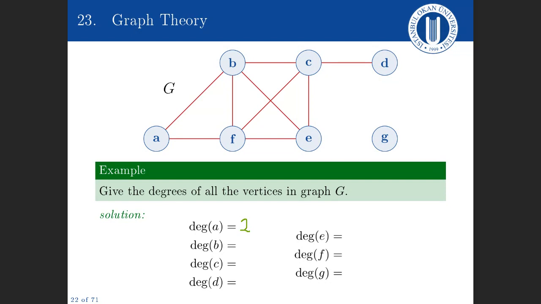How many edges are connected to B? We can count them. 1, 2, 3, 4. The degree of B is 4. The degree of C is also 4. The degree of D is 1. There's only 1 edge connected to D. I'll skip E for the moment. The degree of F is also 4, and the degree of G is 0.